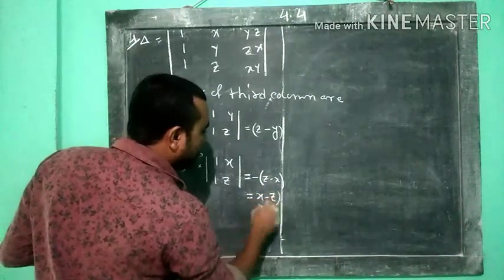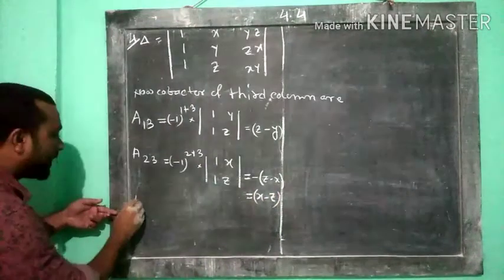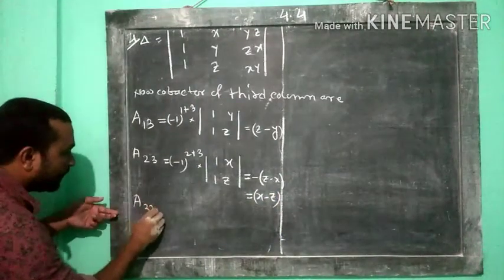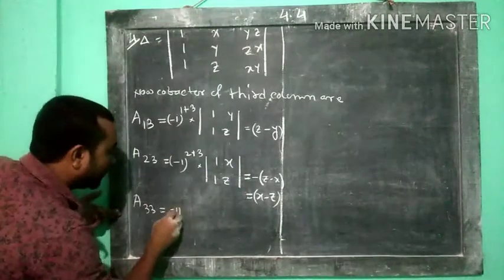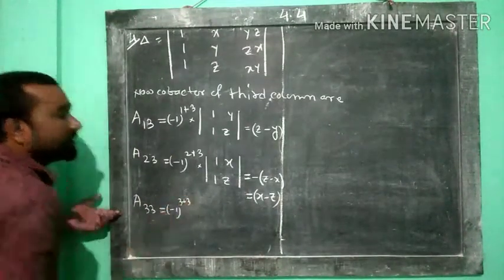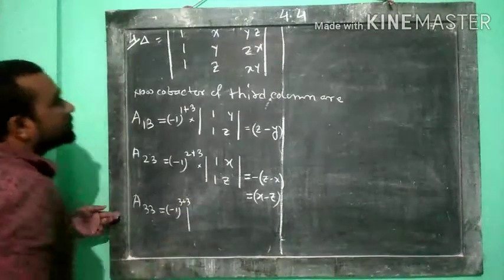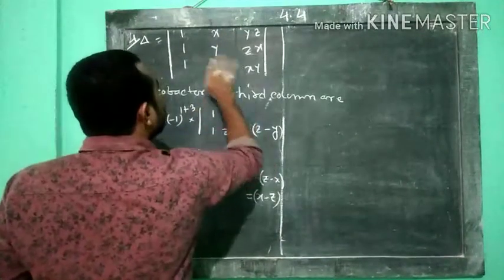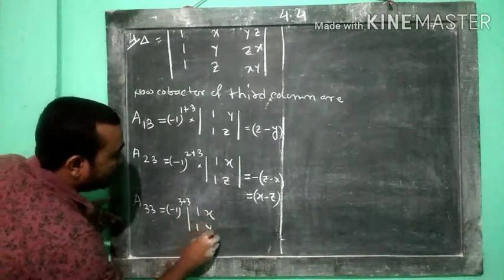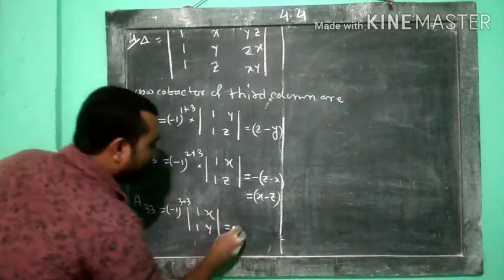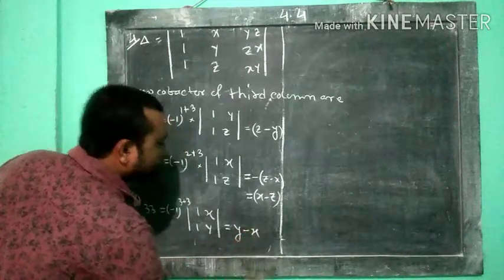And lastly A33. The sign is (-1) to the power 3+3, which is 6, an even number, so it is positive. Cancelling the third row and third column, we get the determinant with rows 1 x and 1 y, which equals y minus x.